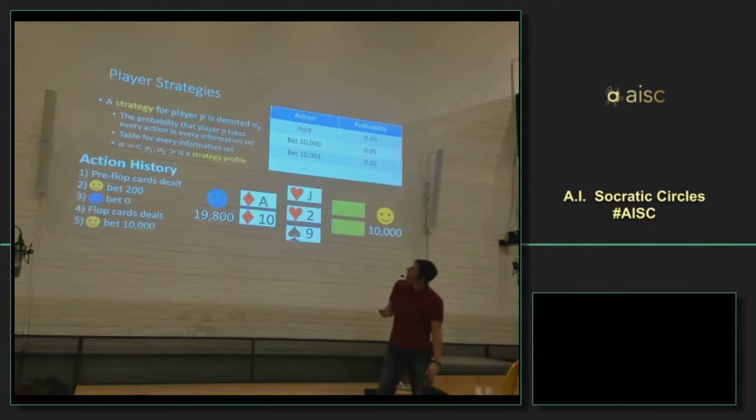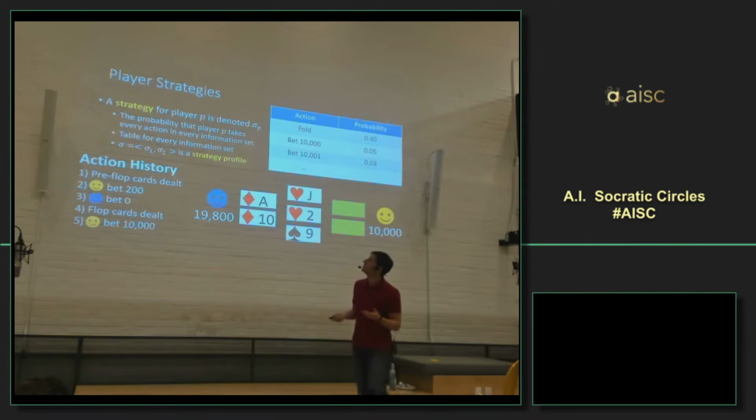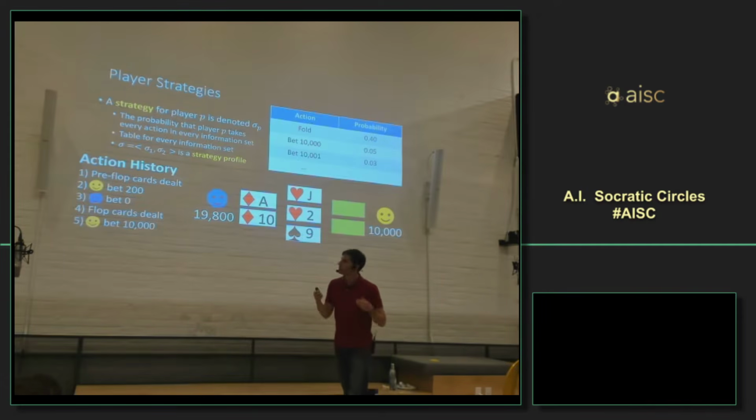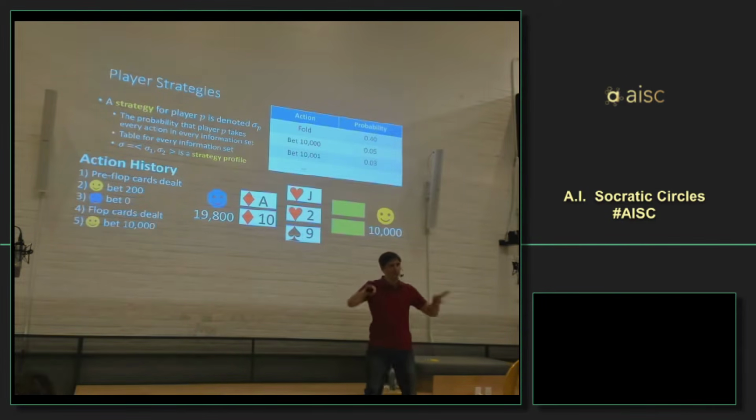Now a strategy, which we're going to denote as sigma p for player P, is essentially just a table giving the probability of taking each individual action in an information set. Again, an information set is something they can't distinguish between. So it's essentially the probability of this blue player taking each of the possible actions in this information set, in a table like that.